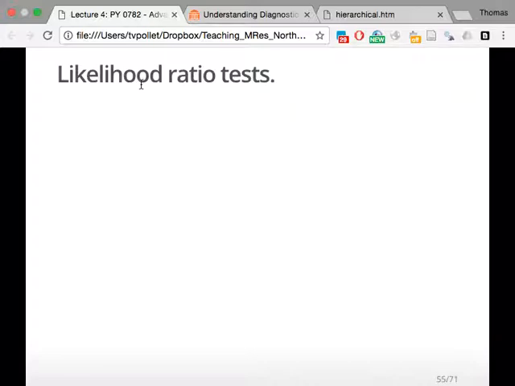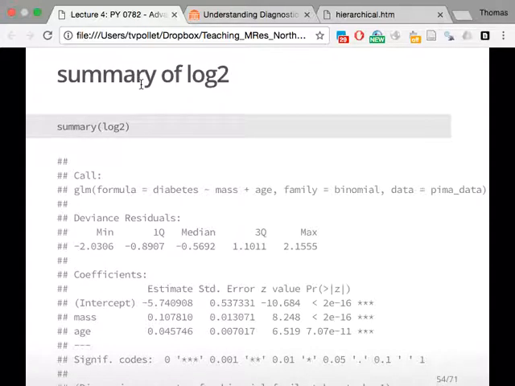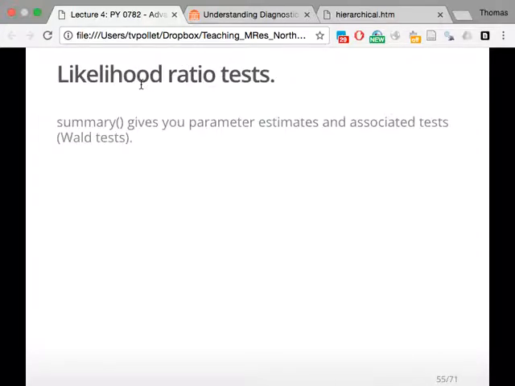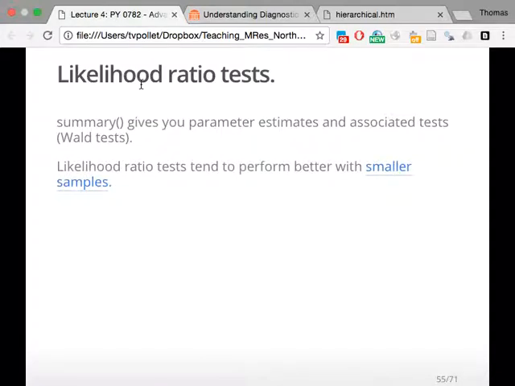Now, you can look at those as significance tests and see if your cases are significant. Those are known as Wald tests or z tests. But another way to do this is to use something called likelihood ratio tests. You should know about those. So summary gives you the parameter estimates and the associated significance tests, but you might also want to do a different type of test, and those are likelihood ratio tests. These tend to be better, especially if you have smaller samples. So suppose you are unlucky and you have only 15 cases per independent variable, you might want to use those instead of the sample estimates.